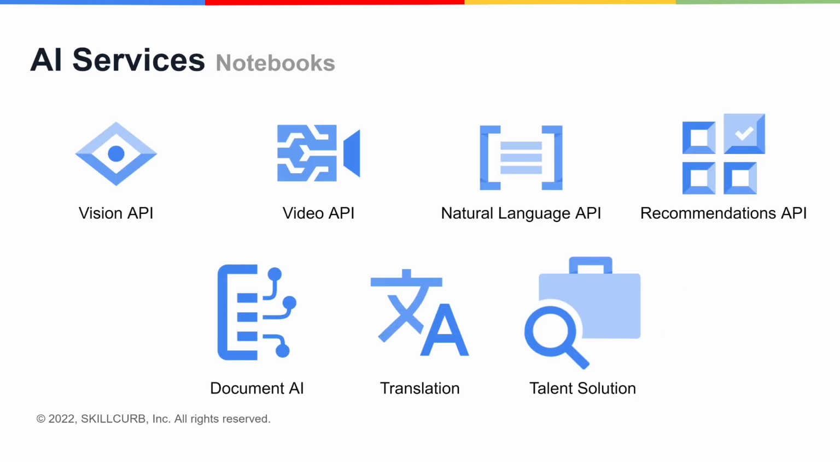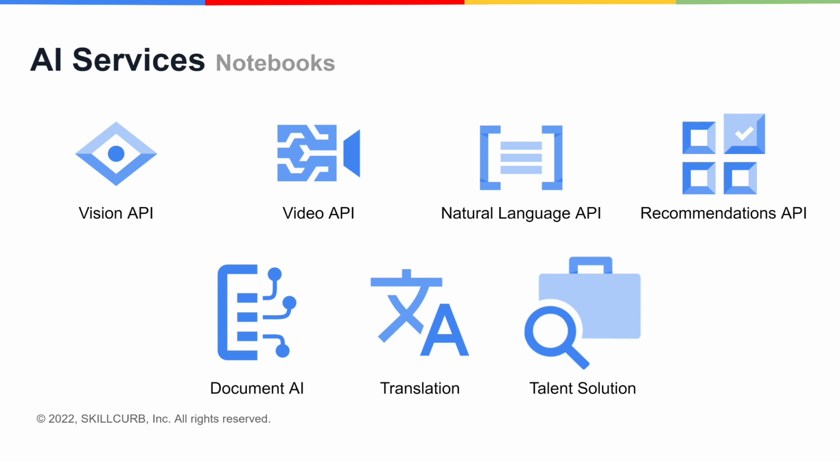GCP offers a number of fully managed machine learning software as a service offerings. Let's go through each of them. Vision API allows you to derive insights from images, text, and more using custom or pre-trained models. Video API enables powerful content discovery and engaging video experiences. Natural Language API derives insights from unstructured text.